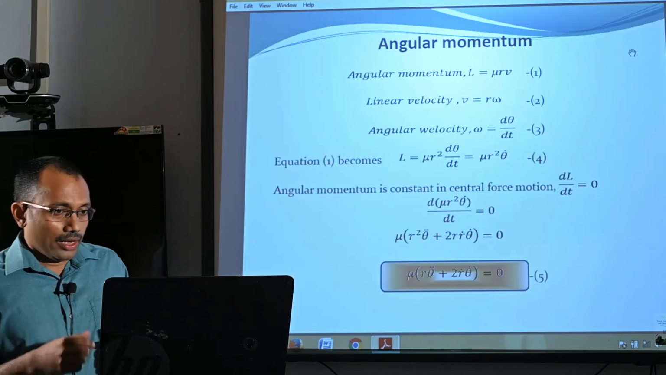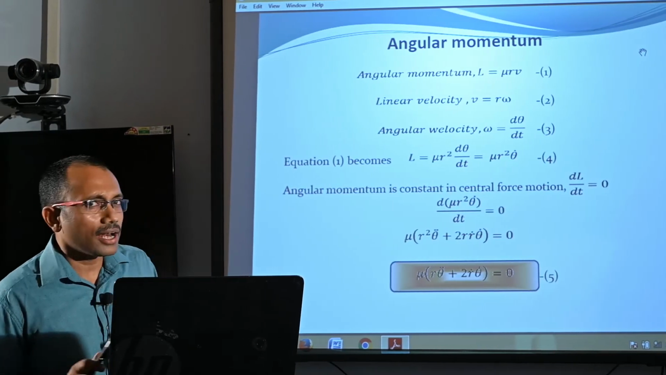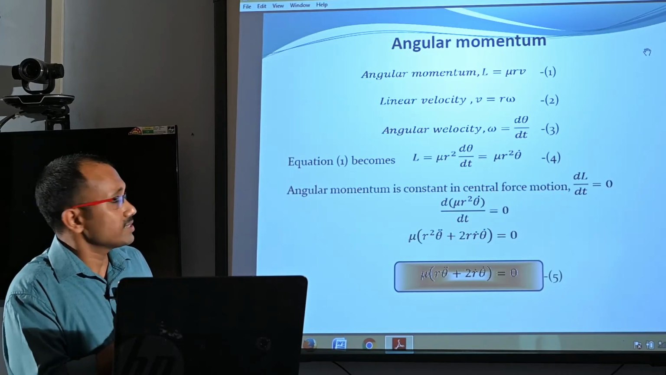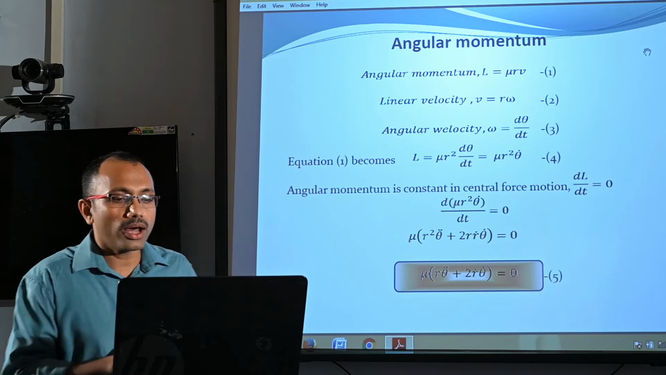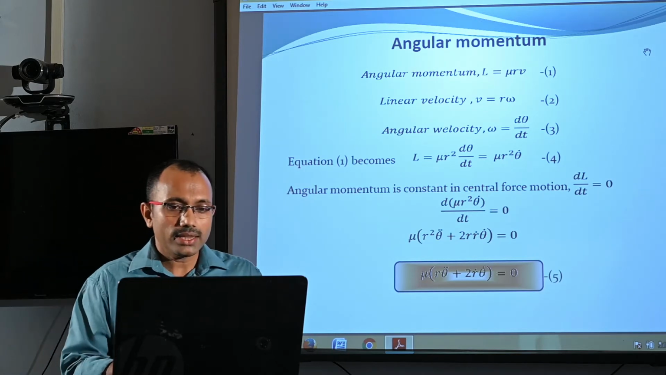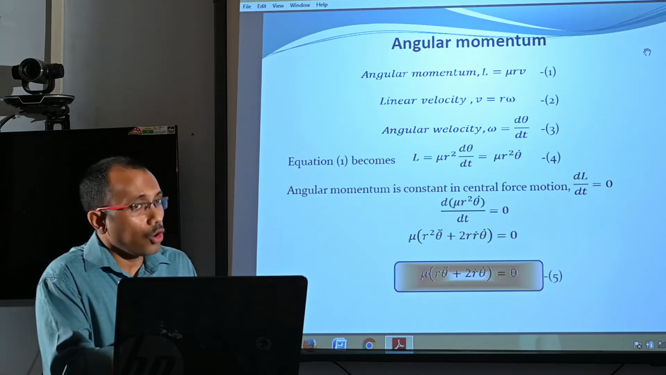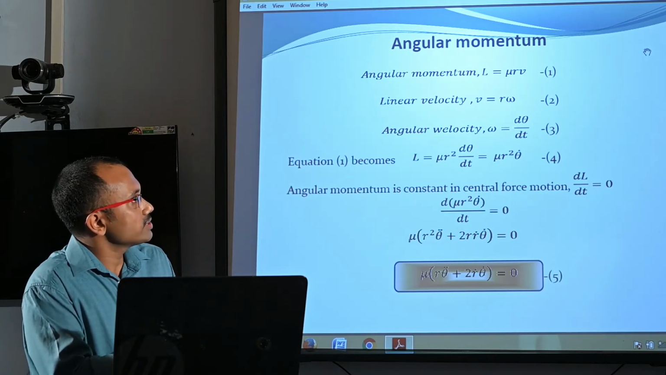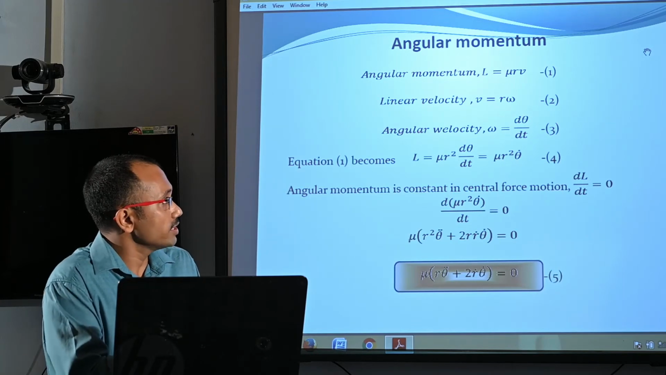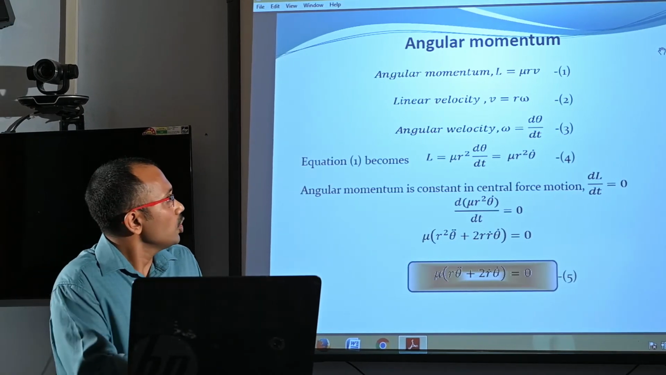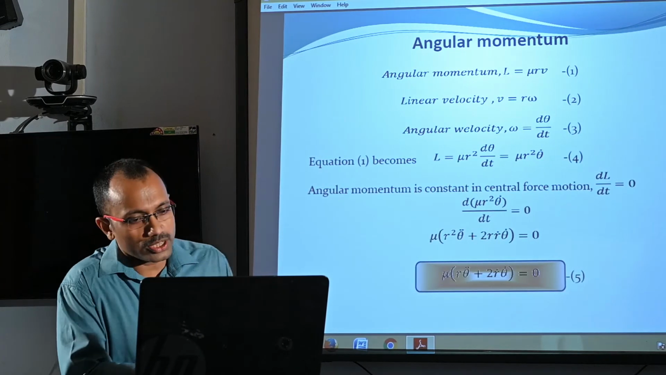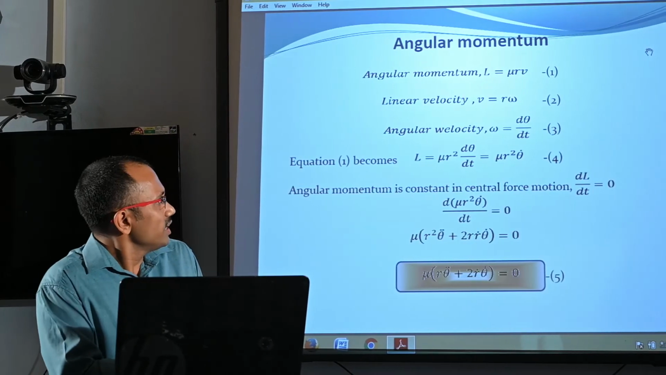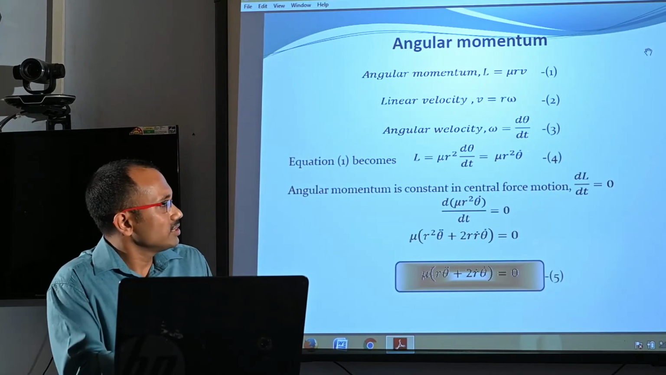Okay. Next, about this angular momentum. You know what is angular momentum? L is equal to mass times radius vector times velocity, that is, the magnitude of the angular momentum is m r v, where v is the linear velocity. That linear velocity we can represent as r omega, where omega is the angular velocity. The angular velocity we can write as the rate of change of angular displacement, that is, d theta by dt. So, I am applying equation 3 to equation 1. So, I will get L equal to m r square d theta by dt. This d theta by dt I am writing as theta dot.